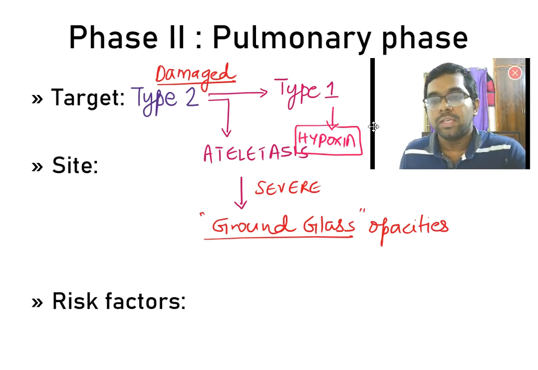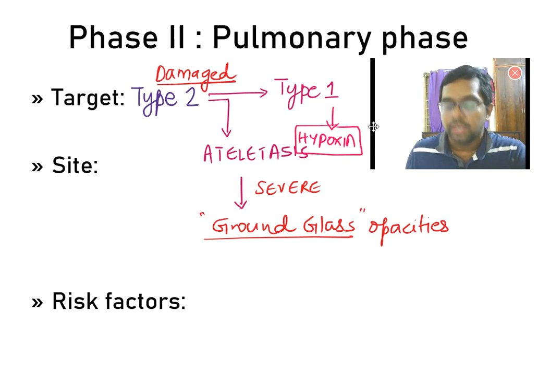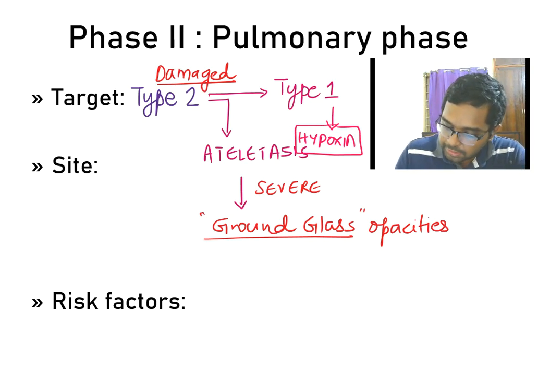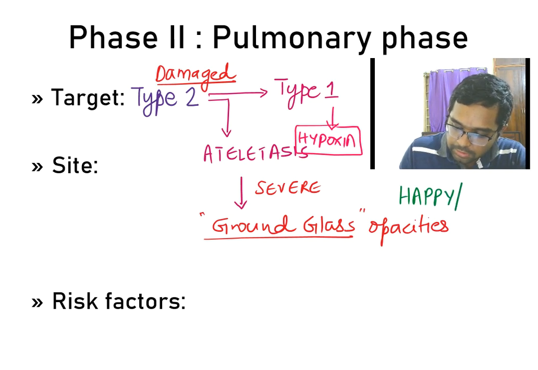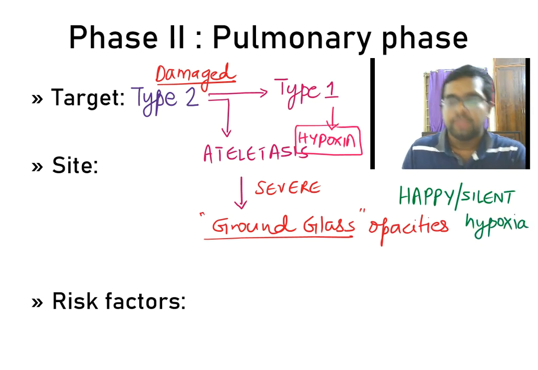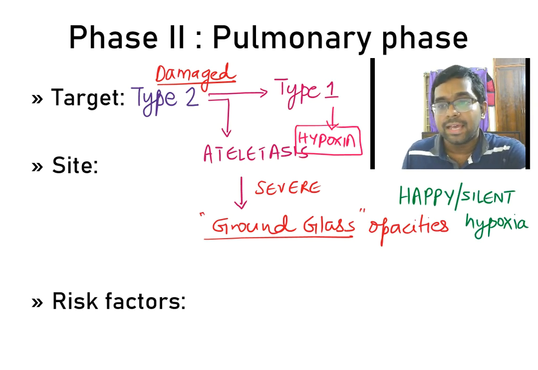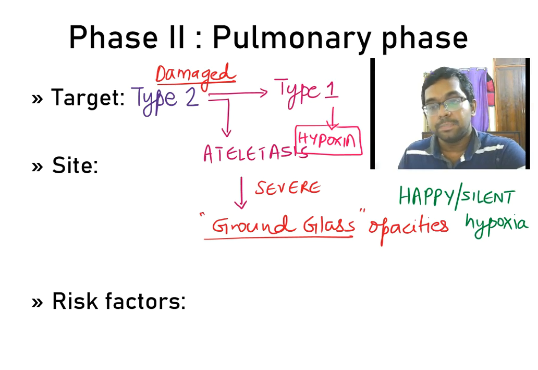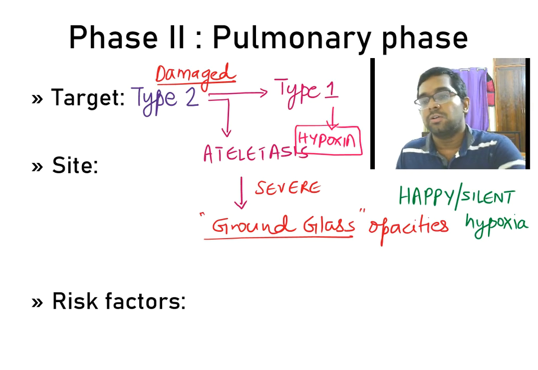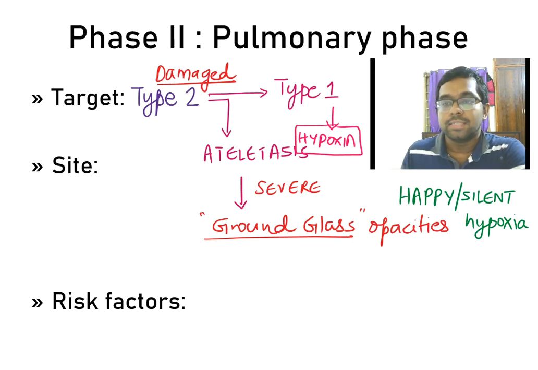Now, what is the peculiarity of the hypoxia occurring in COVID-19 infection? It is called happy hypoxia or silent hypoxia. What do I mean by this? Generally, whenever we develop hypoxia, we have breathing difficulty or breathlessness, what we call air hunger. But peculiarly, COVID-19 patients, despite hypoxia, do not exhibit any symptoms. That is why this is called happy hypoxia or silent hypoxia.